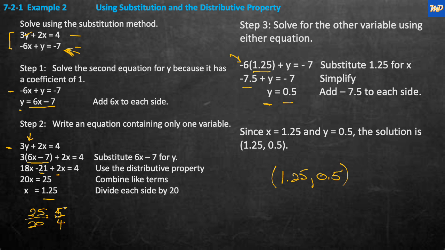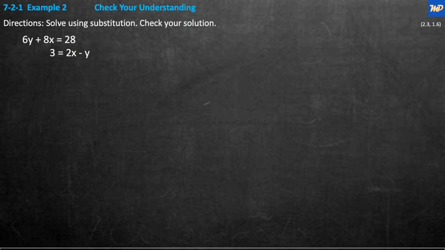Okay, so there's pretty much how you're going to do that. The biggest thing here is they're showing you that when you substitute in, sometimes you're going to end up with the distributive property because you had a coefficient of the variable you're substituting for. Okay, example 2, check your understanding.